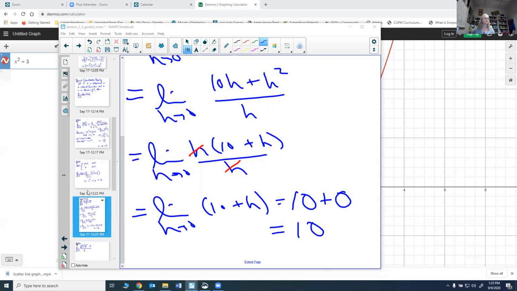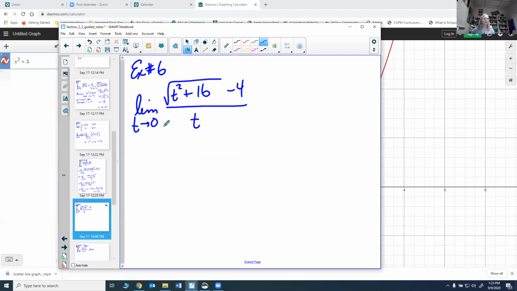Let's do another one. Again, similar idea, try plugging it in, put 0 in, see what happens. I'm going to get 16 square rooted, which is 4, minus 4, which is 0, over 0. So I get an indeterminate form. So I need to do some algebra on this.